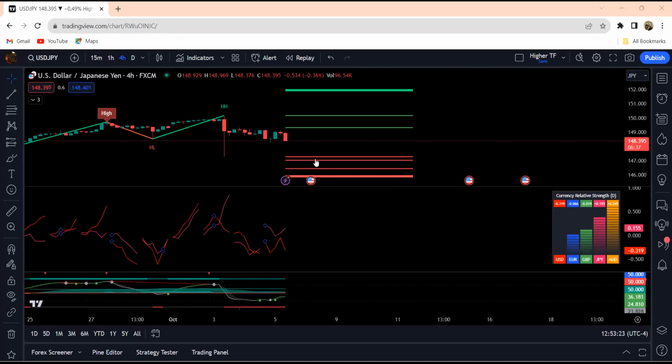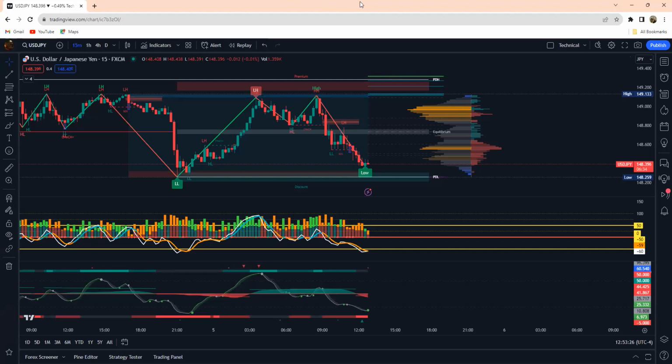Okay, so now that we've done our higher time frame analysis, we're going to look at our actual technical daily analysis, where we're looking for the actual trade setups for the day, right? So I'll take you through first, we'll take a look at the indicators that I have on here.